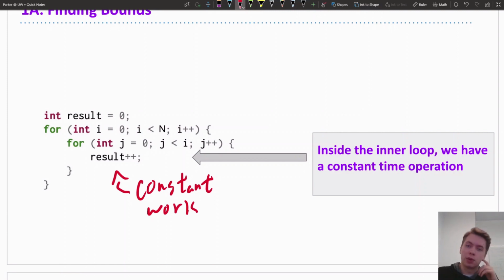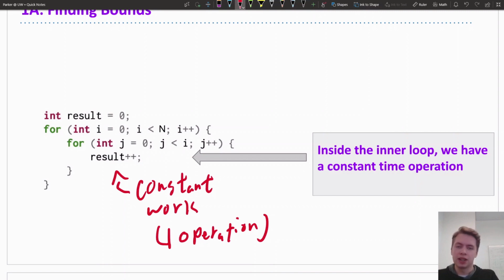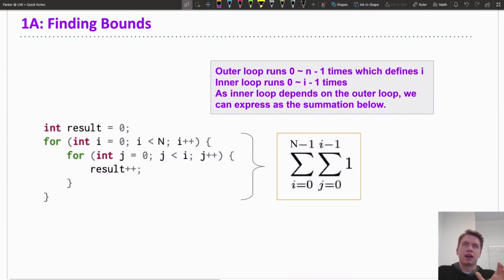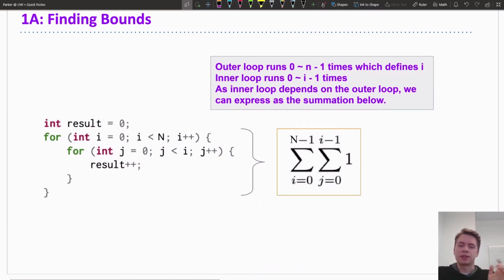Let's say that we're doing 1 operation here, though you can definitely make an argument that we're doing 2 for result plus plus, right? We're doing an addition where we're adding 1 to result, and then assigning the result of that addition into result. But because, again, we're doing asymptotic analysis, the difference between a plus 1 constant work and a plus 2 constant work doesn't really matter in the long run. We can write these operations where the outer loop runs from 0 to n minus 1, the inner loop runs from 0 to i minus 1, and the inner loop does some constant amount of work as the summation.